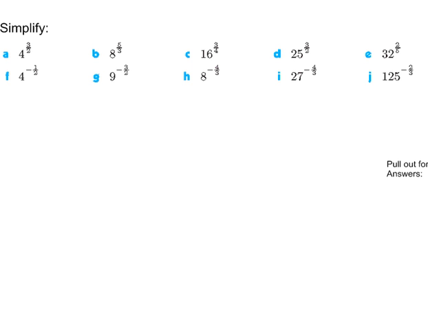Okay, so some practice. I'll do a couple examples here, and then I'll just pull out the answers and let you finish the rest. So letter A here. We've got 4 to the 3 over 2. So this means 4 cubed and then the square root, or you can do it the other way around. You can do the square root of 4 first and then cube it. So you can write that like this.